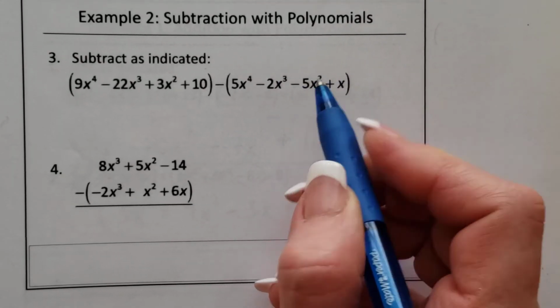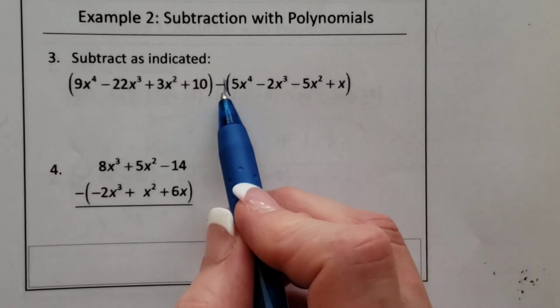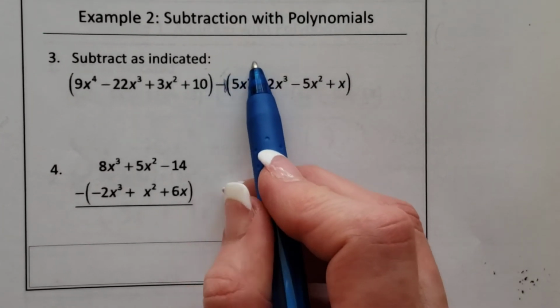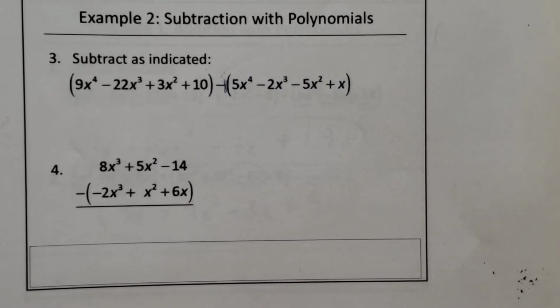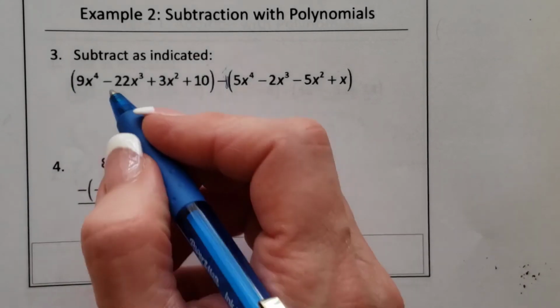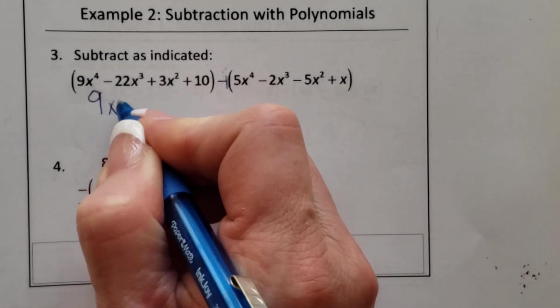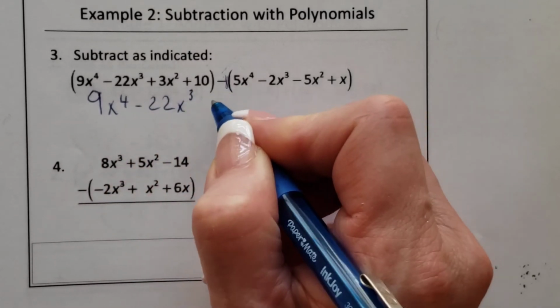Now, when you have a negative in front of a set of parentheses, that's just like multiplying this whole set of numbers by negative 1. Since there's a negative 1 right there, I have to distribute that negative 1, or that negative sign, to everything in the parentheses. Now, the first set of parentheses, I don't have a negative sign, so I'm just going to rewrite those terms exactly as I see them.